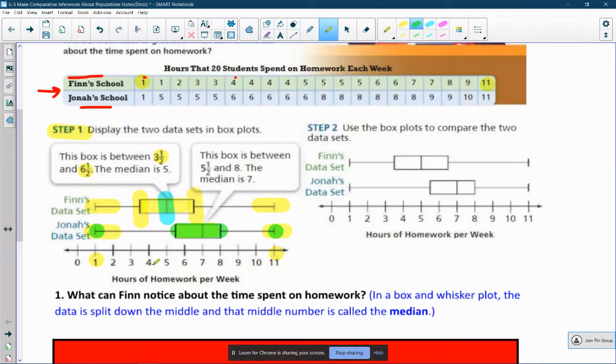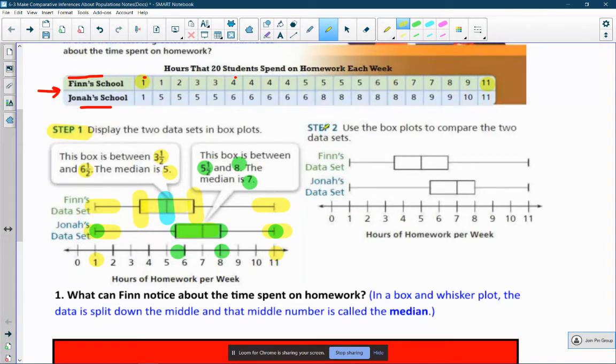We have our outliers here, our whiskers, and his box settles between 5.5 and 8. As you can see, 5.5 and 8. And his median is at 7. So it's a little bit different than Finn's. So we can see how their groups of data compare. Finn's median is at 5, so the middle point in his data is at 5. Jonah's middle point is at 7.